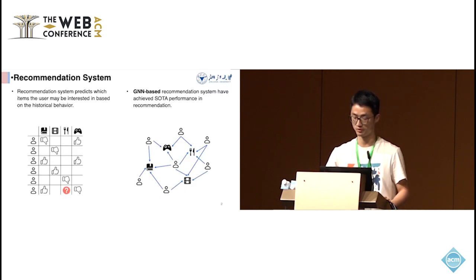The objective of recommender systems is to learn models from historical user item interactions to predict items that users may find interest. Graph-based recommender systems utilizing GNN to model interactions have attracted widespread attention due to their impressive performance.